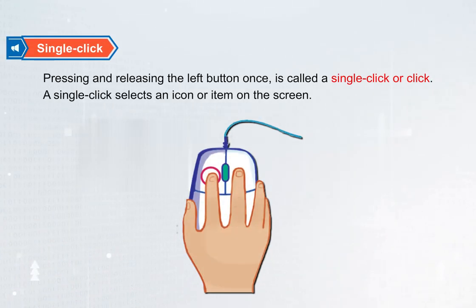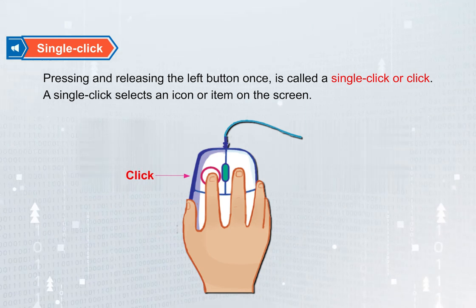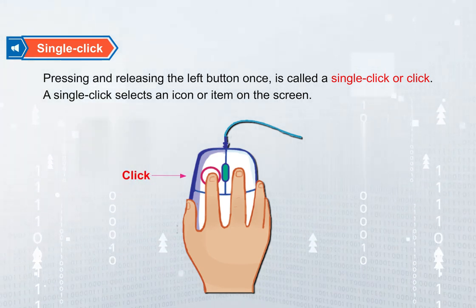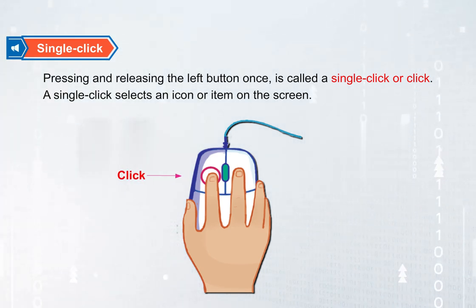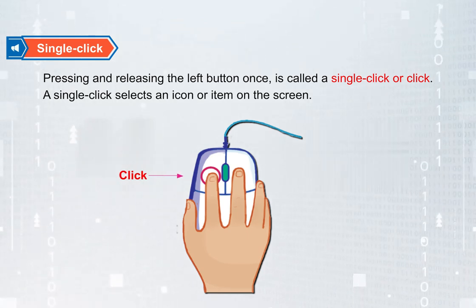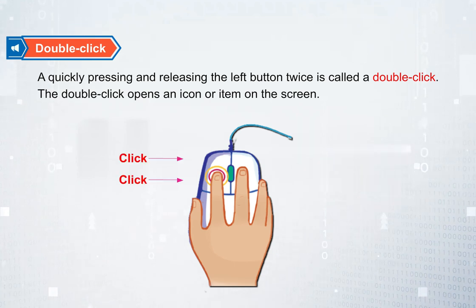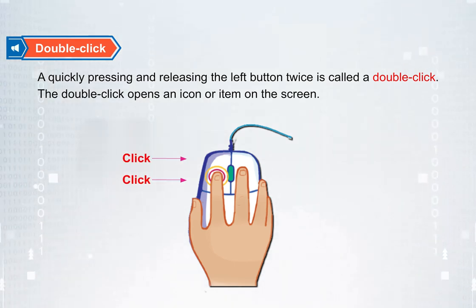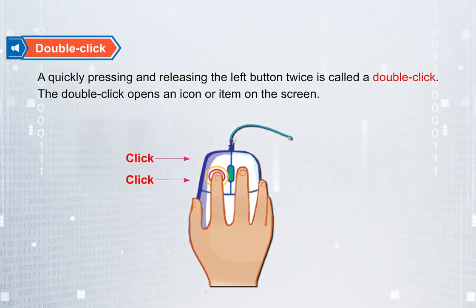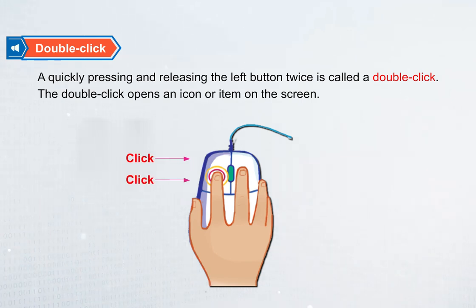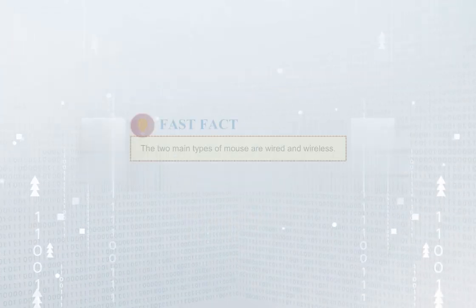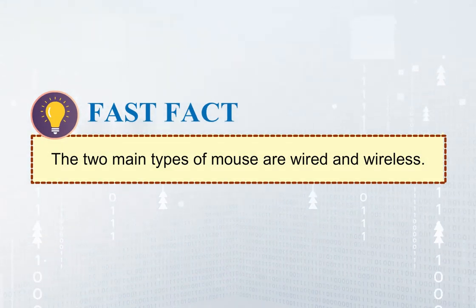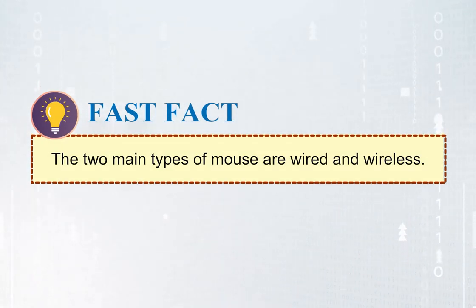Single click. Pressing and releasing the left button once is called a single click or click. A single click selects an icon or item on the screen. Double click. Quickly pressing and releasing the left button twice is called a double click. The double click opens an icon or item on the screen. Fast fact: the two main types of mouse are wired and wireless.